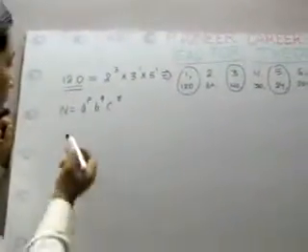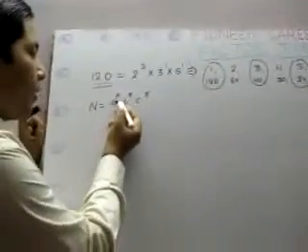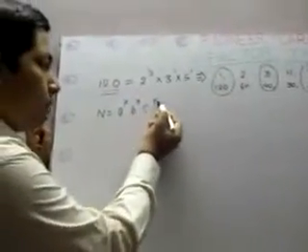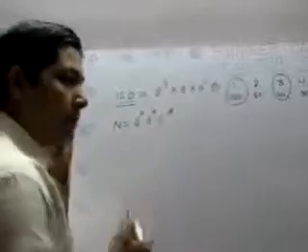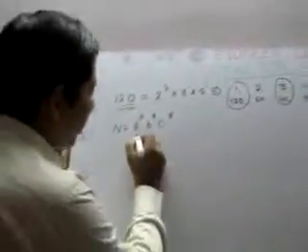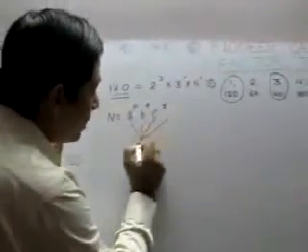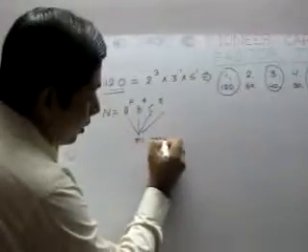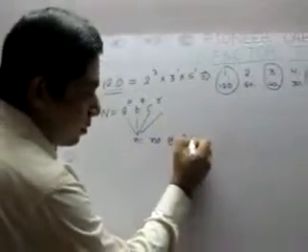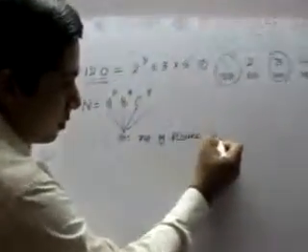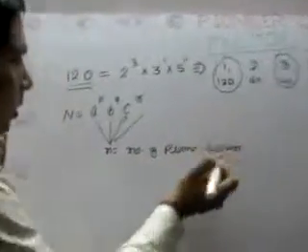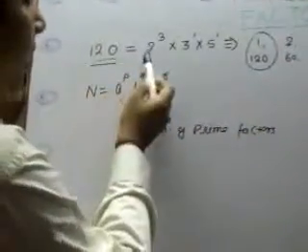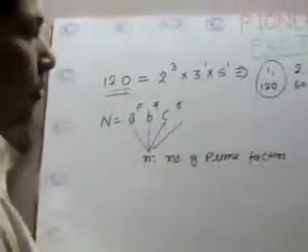If n is in the standard format, a to the power p, b to the power q, c to the power r, where a, b, c are prime factors. In this case, let us suppose n is the number of prime factors. Like in the case of 120, we have 1, 2, 3, 3 prime factors.